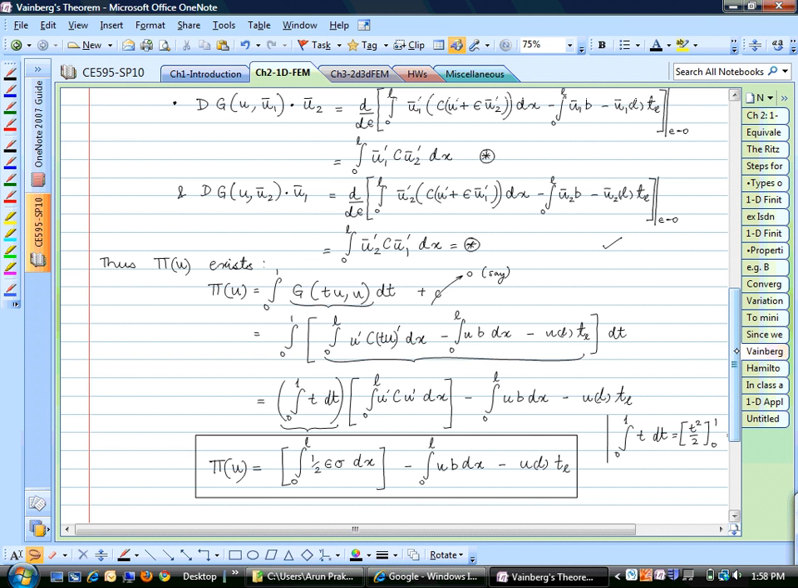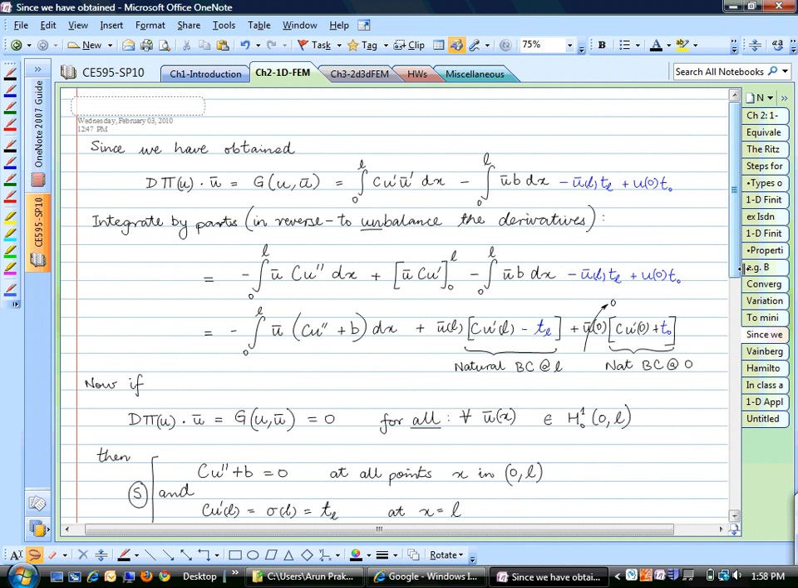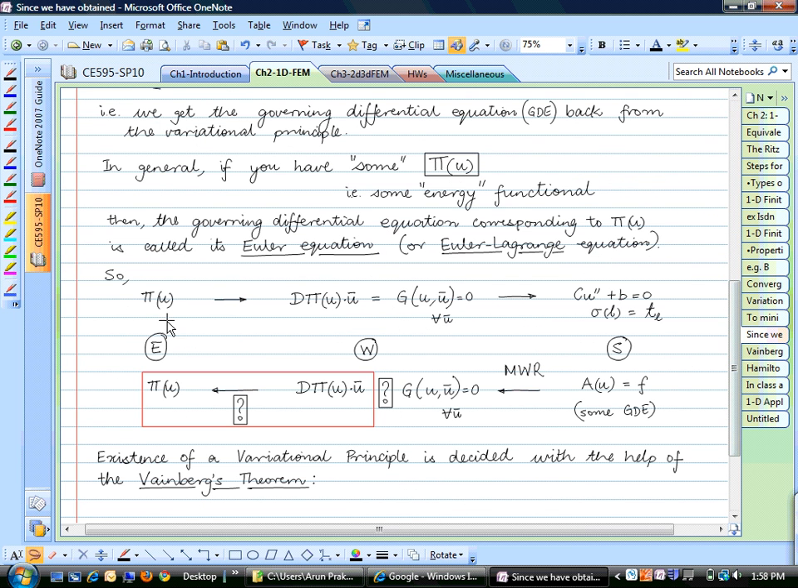So all we are saying is that if our G satisfies certain conditions, we can construct this potential energy from the weak form, the energy form, which I'm denoting with E. So there is the strong form, which is the differential equations. Going from the strong form to the weak form, we use the method of weighted residuals. From the weak form to the energy form, we use Weinberg's theorem. Okay. All right.